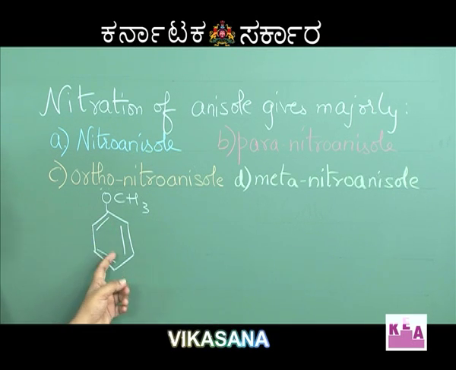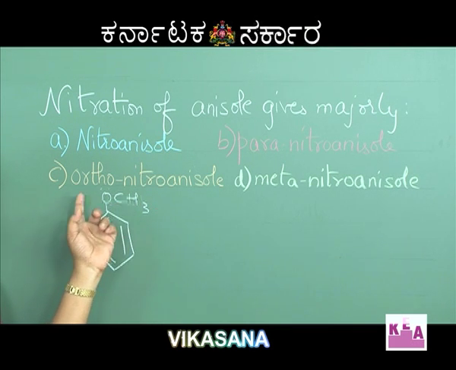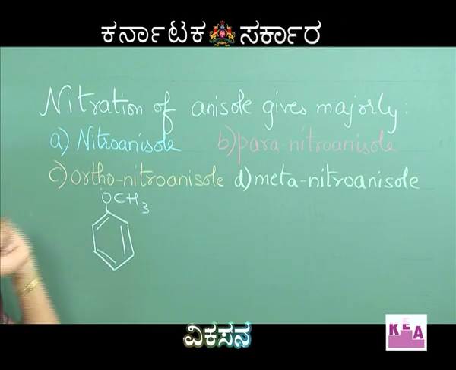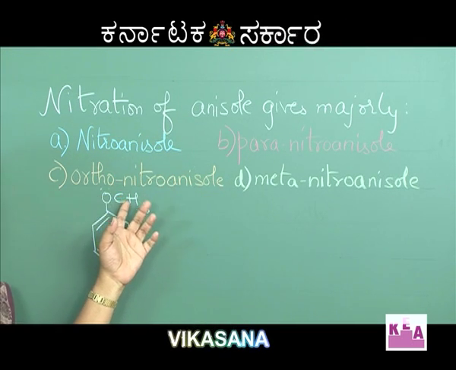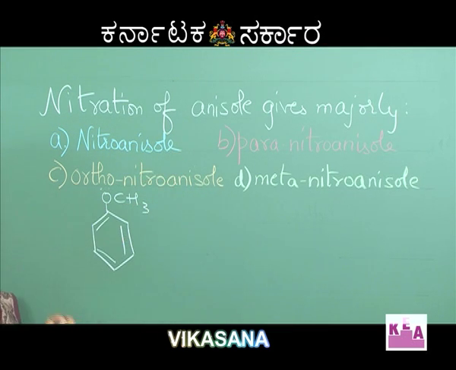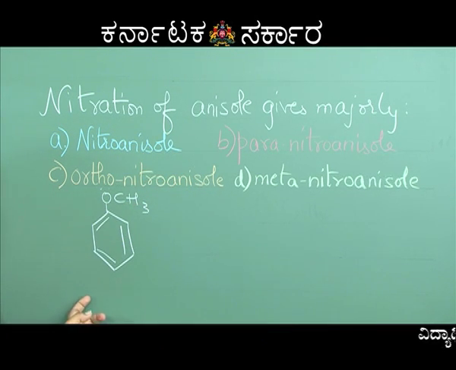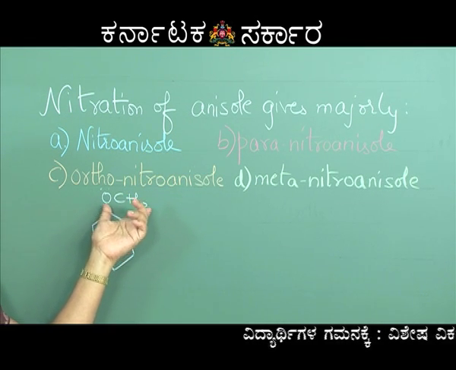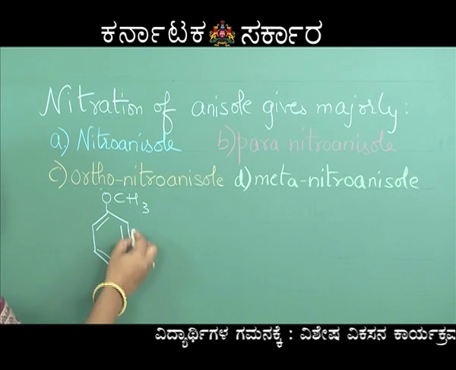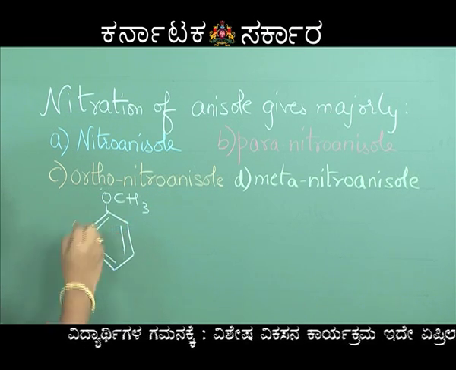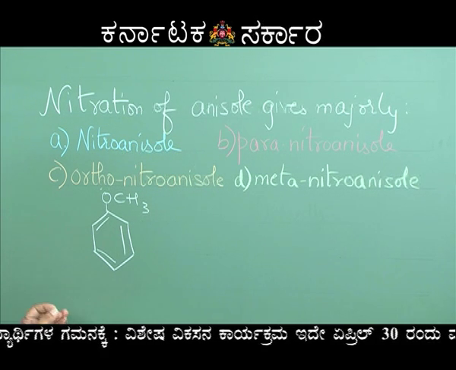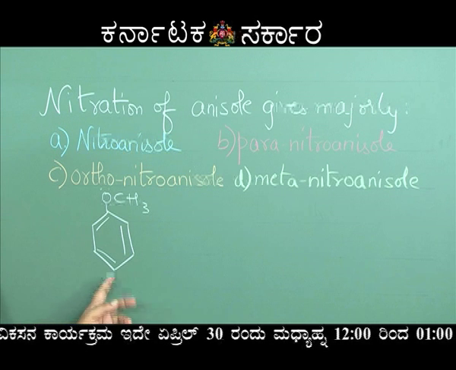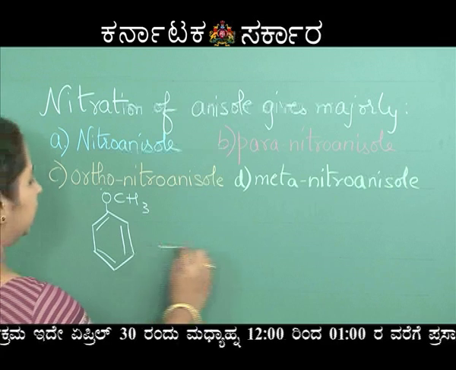But when we consider anisole, the CH3 group makes it a bulkier group. If it was OH, we would have got both ortho and para products. Okay, we are nitrating it, so ortho nitrophenol and para nitrophenol we would have got. But when it is an anisole compound, the OCH3 group is bulkier. When the group is bulkier, it is difficult to nitrate at the ortho positions, and therefore the para position will be nitrated more compared to the ortho position.